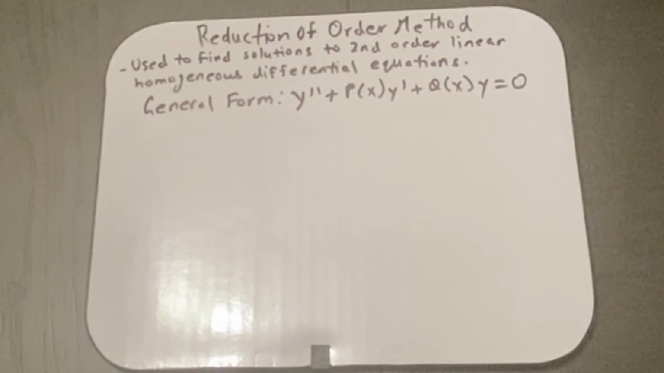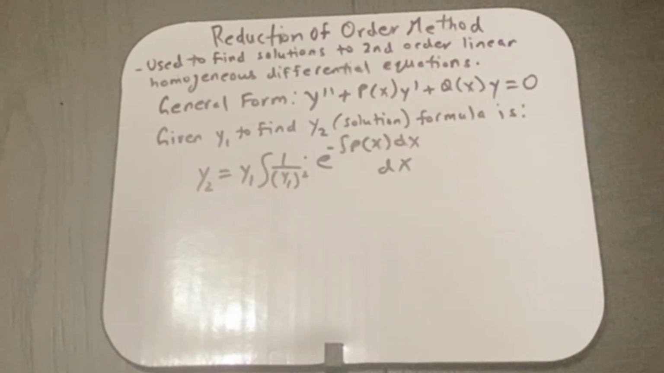And once again, the reduction of order method is used to find the second linearly independent solution given that we have the first solution provided to us. So now let's look at the formula that we use to find the second linearly independent solution. Given y1, to find y2, the formula is y2 is equal to y1 times the integral of 1 over y1 squared times e to the power negative integral of p(x) dx, and then that dx down there is again for the other integral once we solve the e to the negative integral.